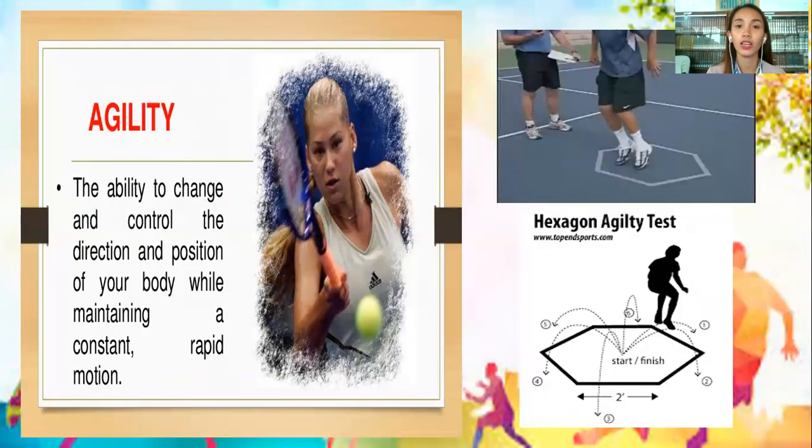The first component is agility. Agility is the ability to quickly and accurately change direction while still keeping control of the whole body. Basketball, football, dodgeball, and boxing are some of the sports that require agility. My example is the hexagon agility test.